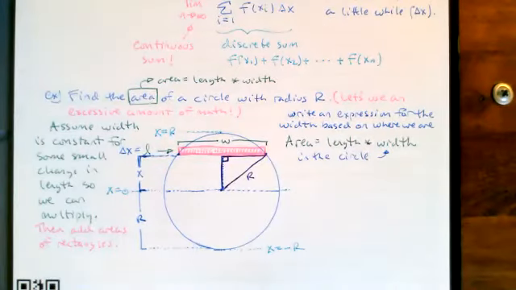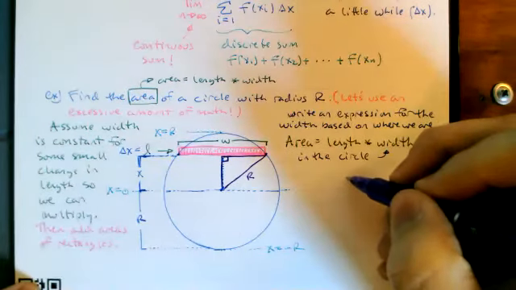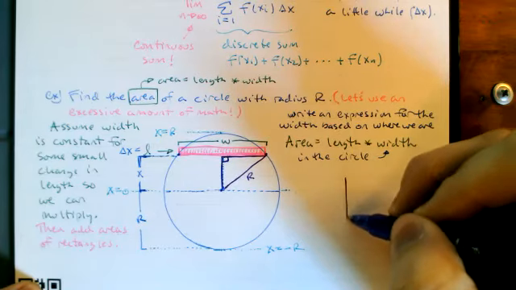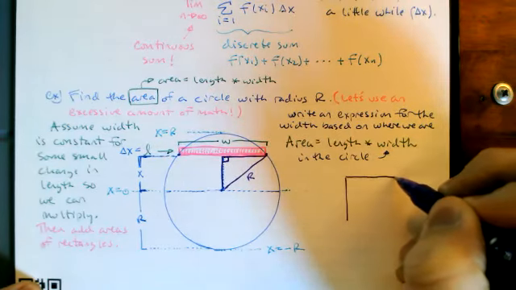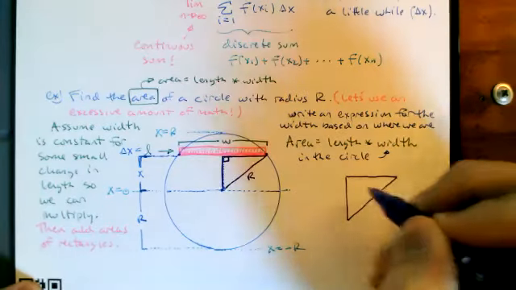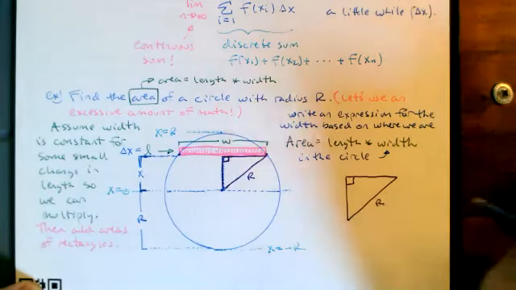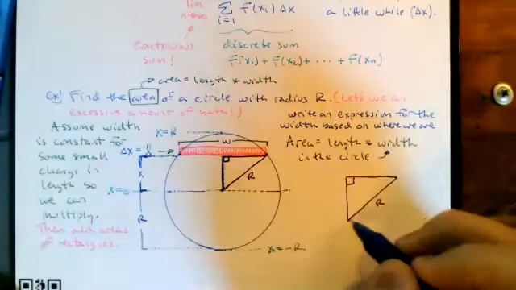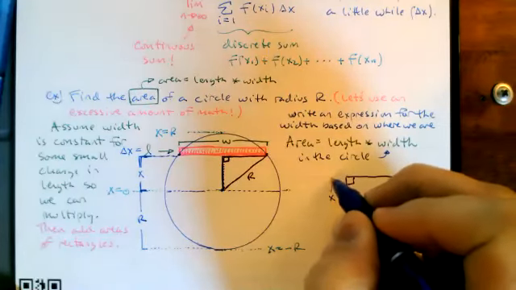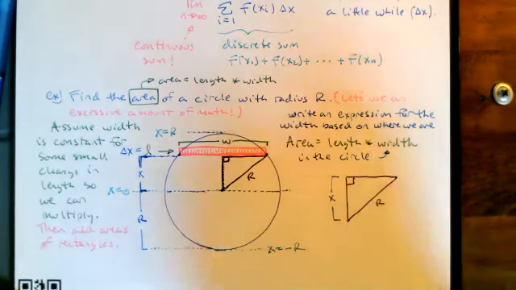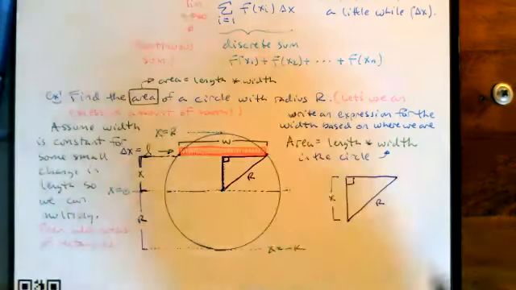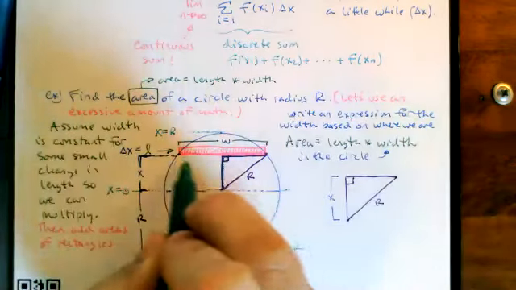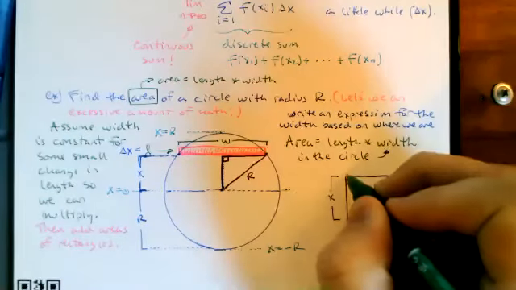All right. So now let's pull out that right triangle. Let's pull out the right triangle and look at all the parts. It's got a hypotenuse, that's the radius. X is the distance from the center of the circle. And so X is this vertical leg. And this horizontal leg is half of the width of this rectangle. So it's going to be W over 2.